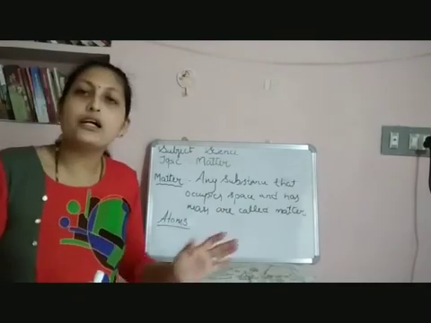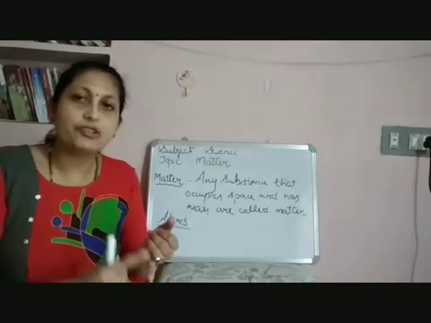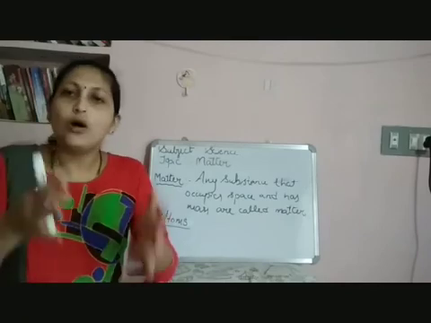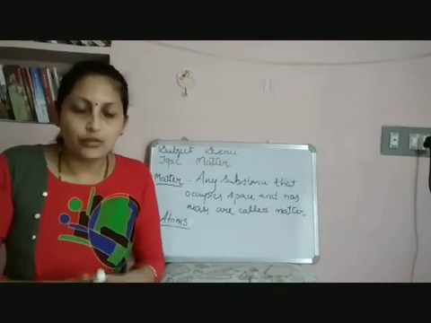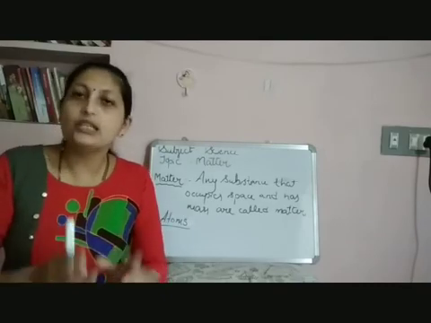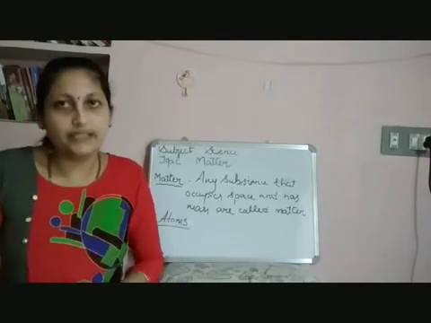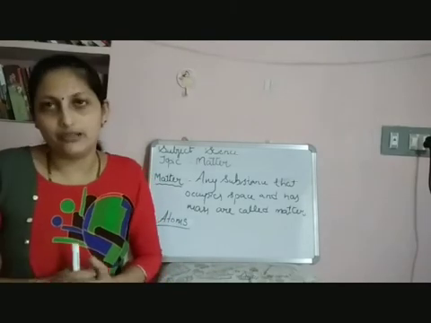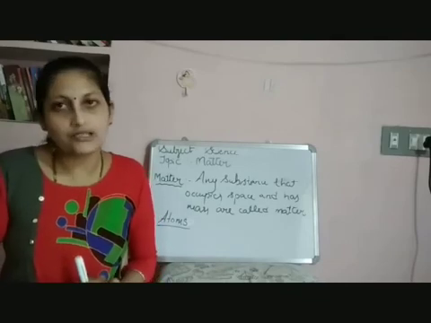These atoms are arranged differently in different objects. Like the arrangement of atoms is different in a table, in water, in air. So on the basis of their arrangement, their shape and size, matter exists in three states on the earth. Next, let us see what are the three states of matter.